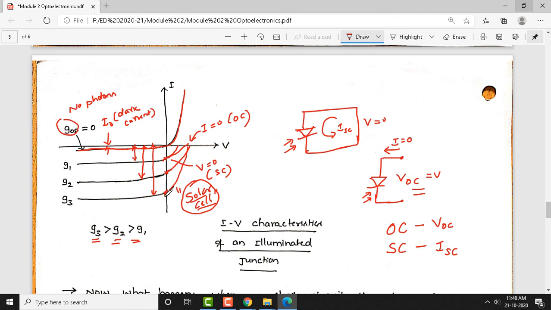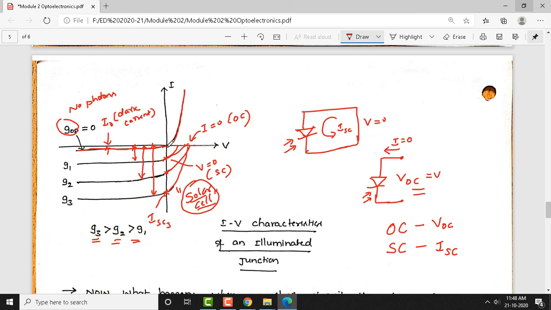So, this gives us ISC. Say for example, this gives you ISC 3, this gives you ISC 2, this gives you ISC 1. Similarly, here you will have three different points of the VOC, VOC 1, VOC 2, VOC 3. Then you can extend these curves in the fourth quadrant here.